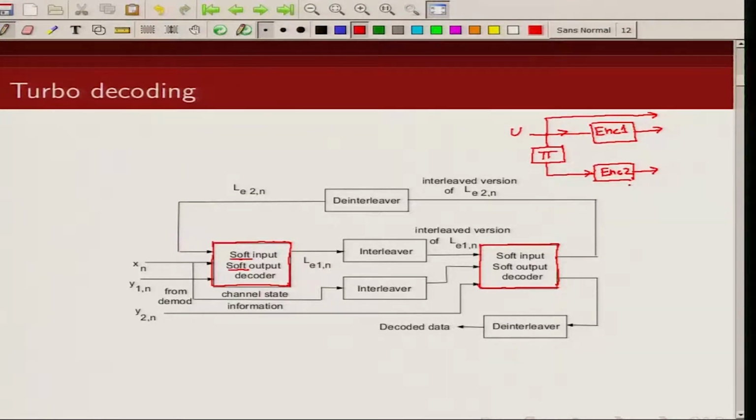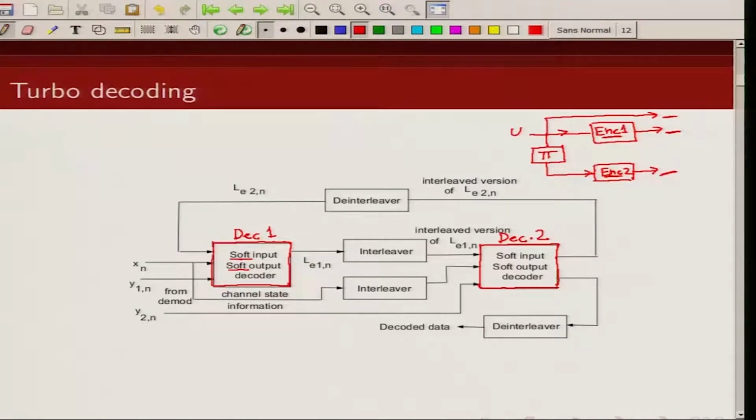Now after these bits pass through the channel, what you are going to receive is a noisy version of the information sequence, a noisy version of the first parity bit, and a noisy version of the second parity bit. As I said, we are using two decoders, one decoder to decode this convolutional encoder, the second decoder to decode the other convolutional encoder. This was my decoder 1, and this was my decoder 2.